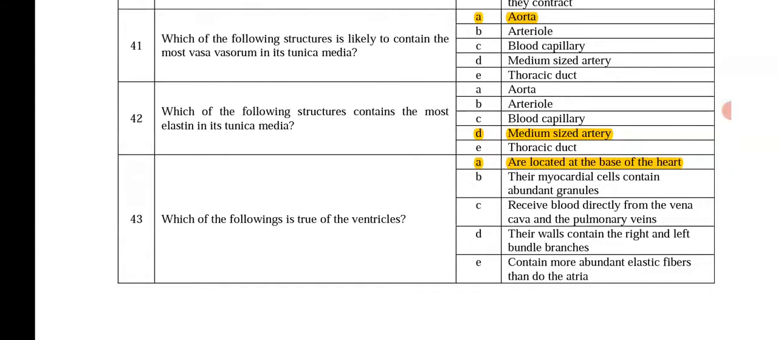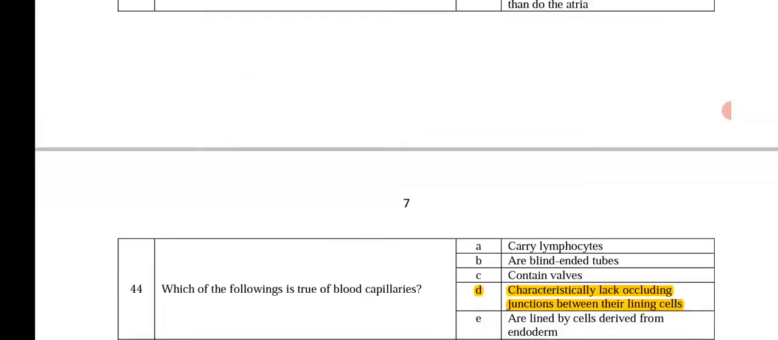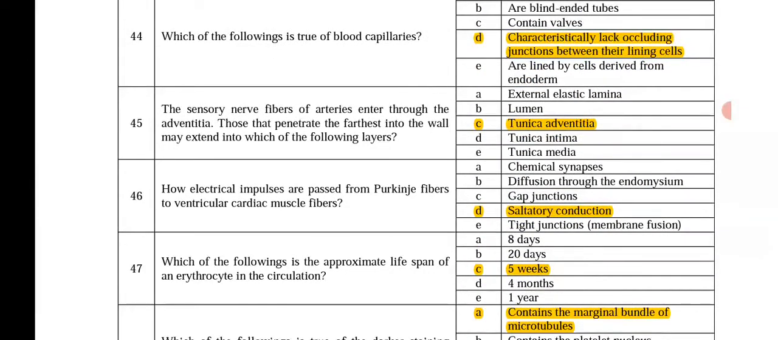Which of the following is true of the ventricles located at the base of the heart? Which of the following is true about capillaries characteristically lack occluding junctions between their lining cells? The sensory nerve fibers of arteries enter through the adventitia. Those that penetrate the farthest into the wall may extend into which of the following layers? Tunica adventitia. How electrical impulses are passed from Purkinje fibers to ventricular cardiac muscle fibers?